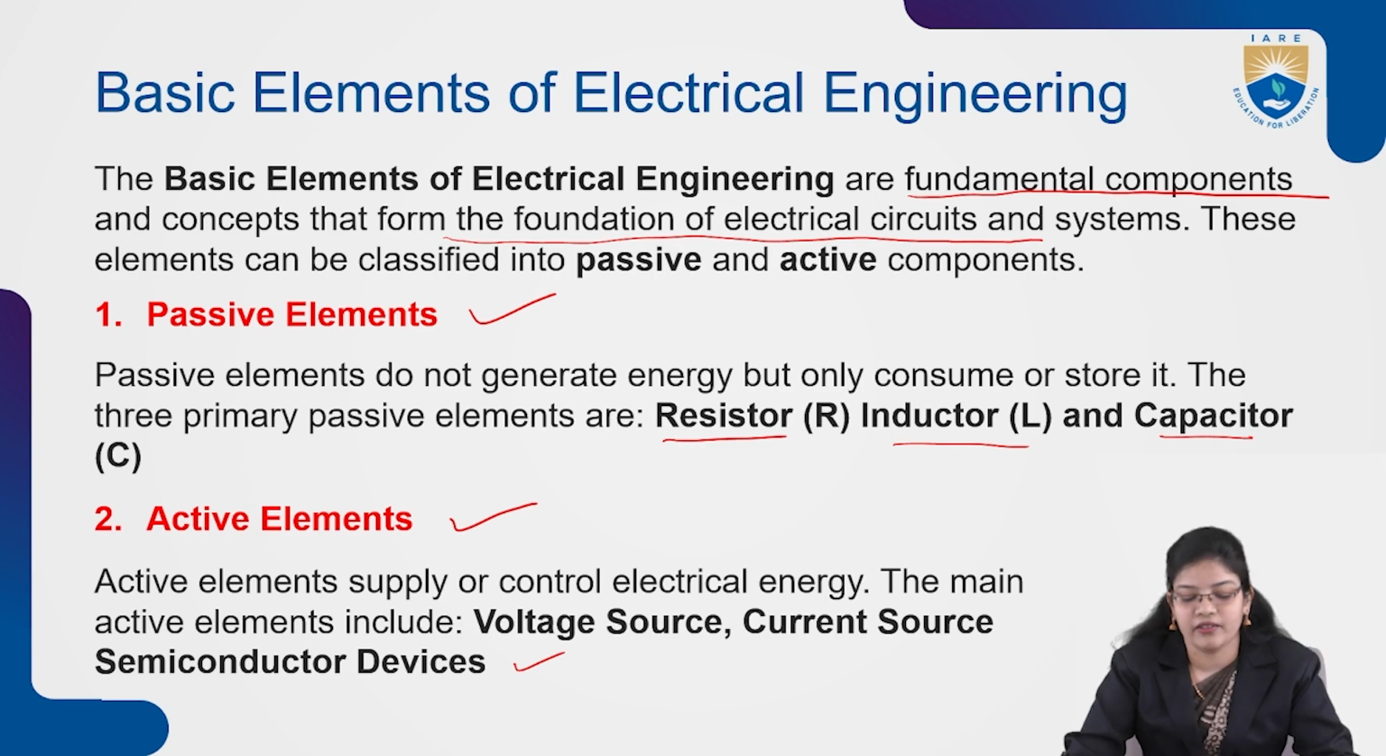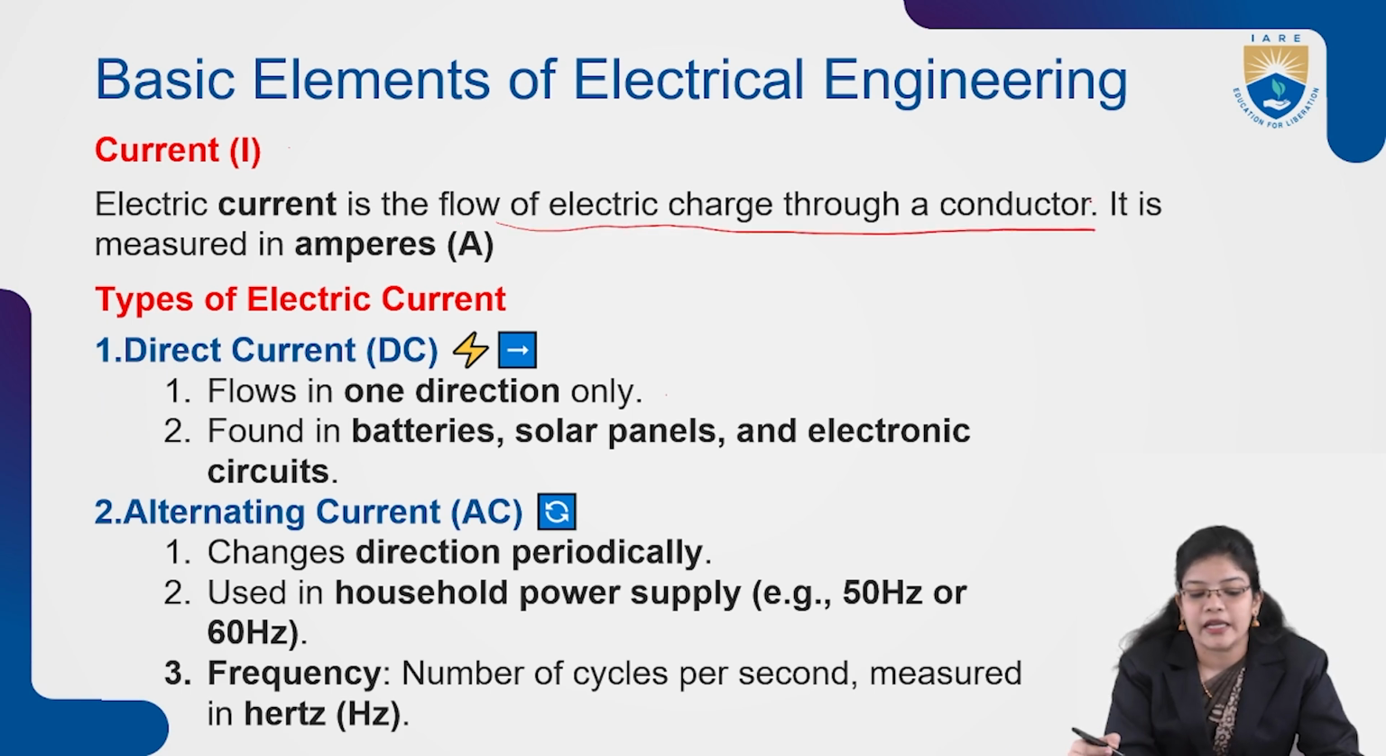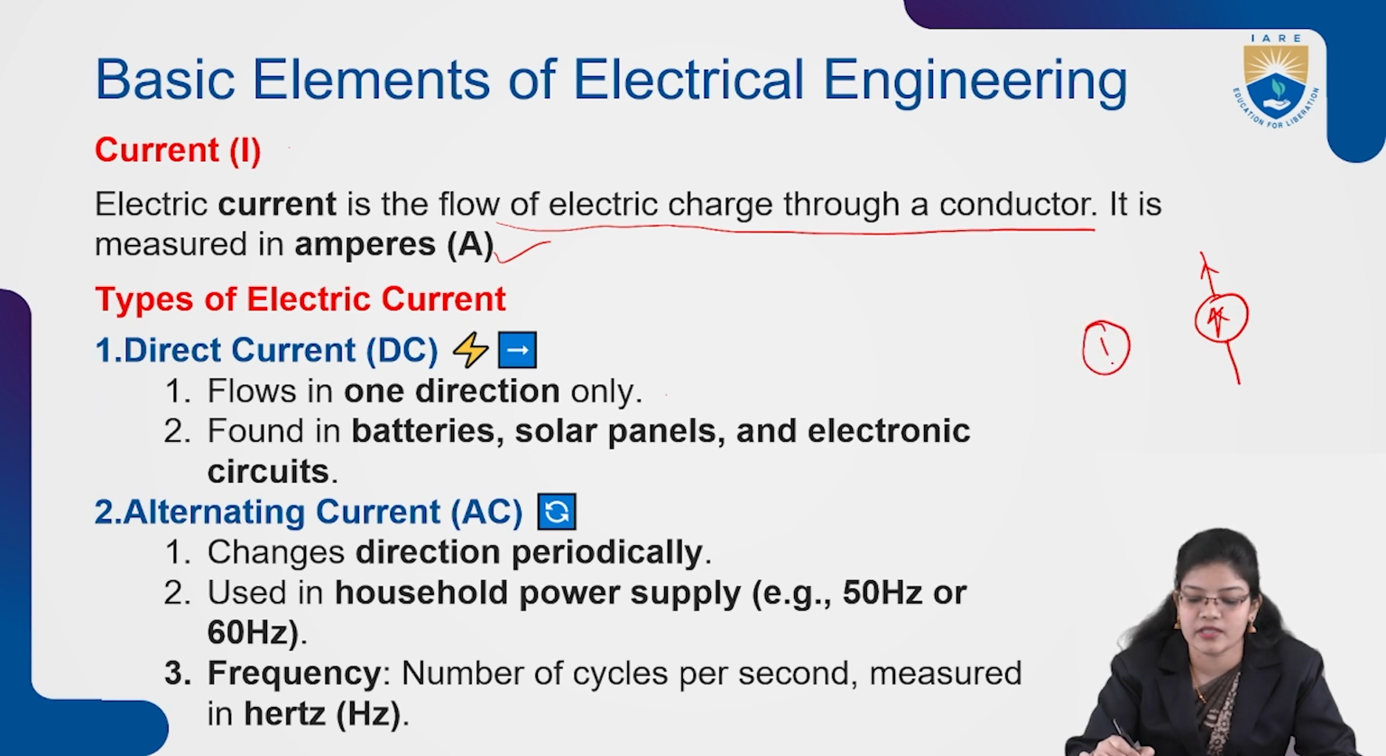First, learning about active elements. The first one will be current. Current is nothing but a flow of electrons in a closed path. The definition of the current is: the electric current is a flow of electric charge through a conductor. It is measured in amperes. When we are designing an electric circuit, the current symbol is denoted with an arrow. If the arrow is upwards, then the current is flowing in the upward direction. If the arrow is downwards, then the current will be flowing in the downward direction. The instrument used to measure the current is the ammeter.